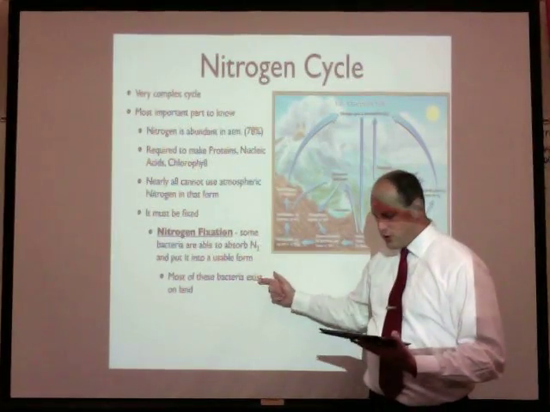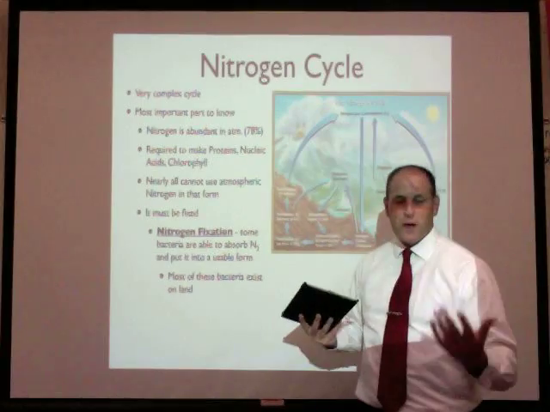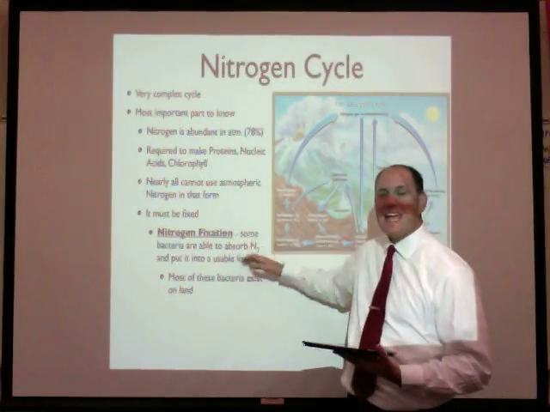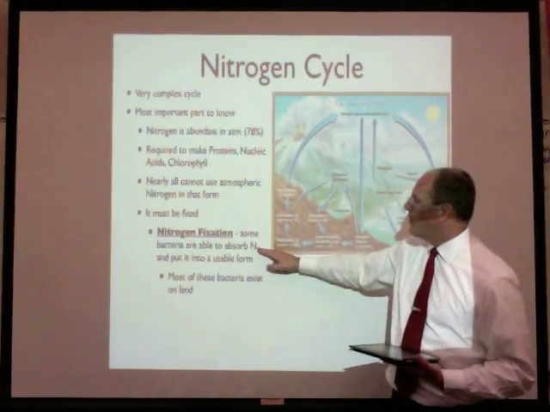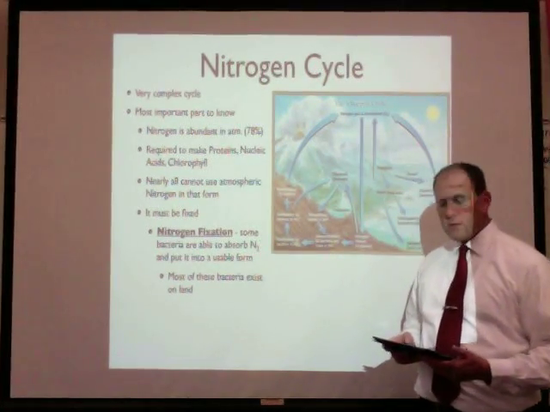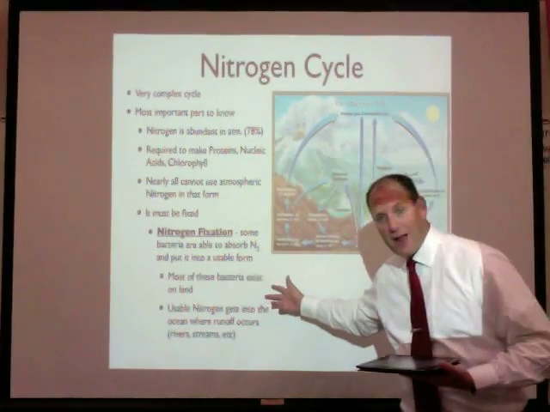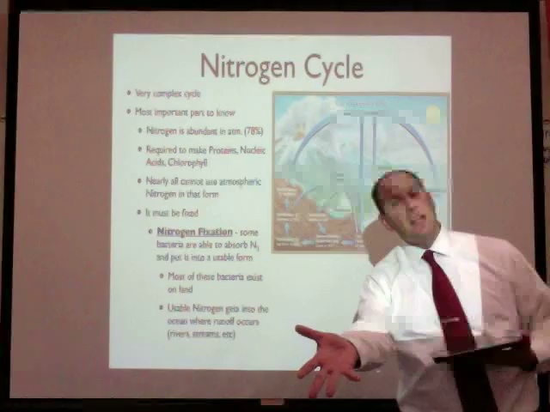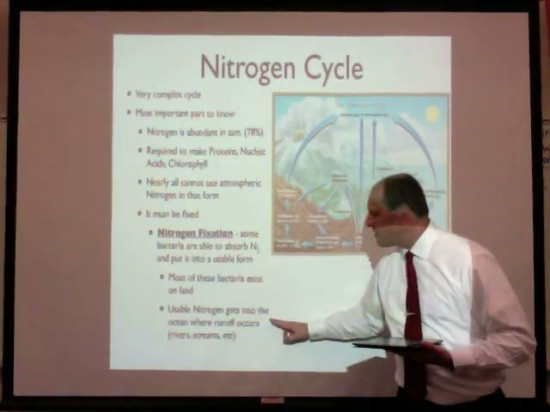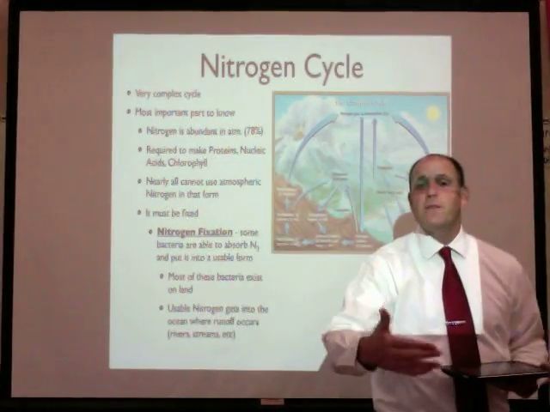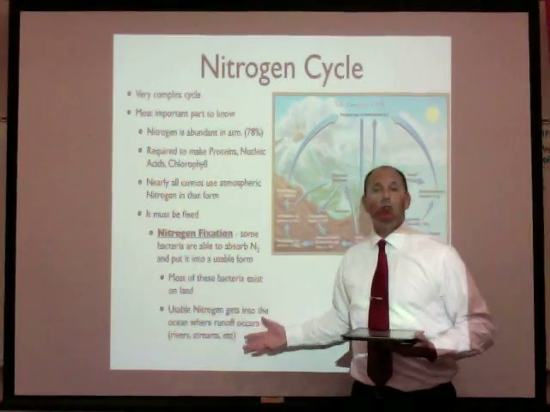The issue is that most of these bacteria exist on land, not in the ocean. So organisms that are living in the ocean are depending on these land-based bacteria mostly to get the correct form of that nitrogen. So where water is moving this correct form of nitrogen from land into the ocean, that's where that usable nitrogen is. So this usable nitrogen gets into the ocean where runoff, where we have rivers and streams, etc. And that's where we find most of the life.